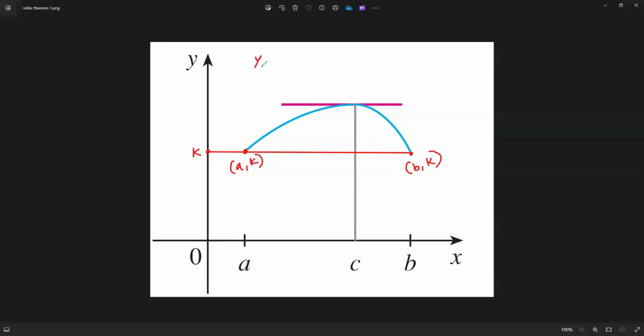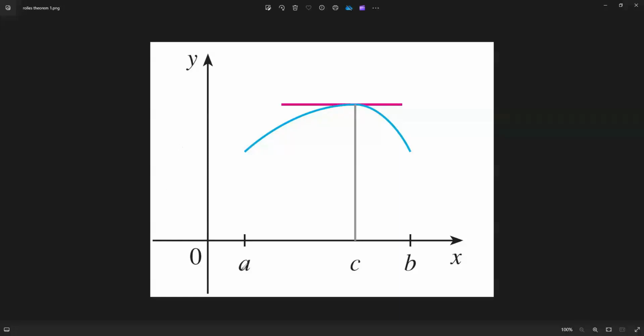So the value of y at x is equal to a and the value of y at x is equal to b are equal. Or in other words, f of a equals f of b. So the given graph meets the third condition of Rolle's theorem. So the graph we have over here meets all the three conditions of Rolle's theorem. So we can apply Rolle's theorem over here.